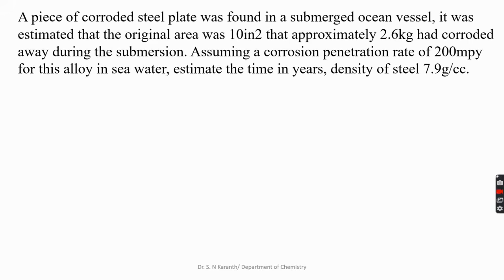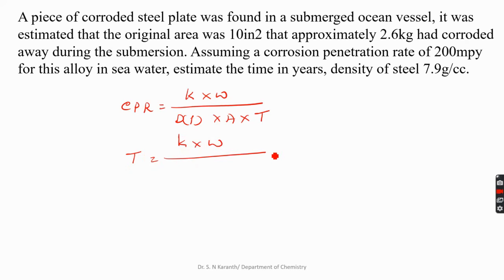Here we have to find out the time taken for the decay of the particular metal. And they expressed the penetration rate in terms of 200 Mpy. How to keep it in terms of Mpy only? So CPR becomes equal to K into W divided by density into A into T. Therefore, T equals K into W divided by rho into A into CPR.